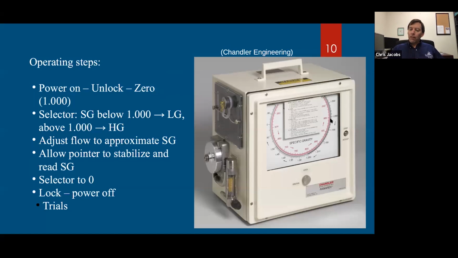Once it gets to this point, it will start fairly quickly to move in the direction it needs to go. Once it gets closer to the specific gravity, it will slow down again. And it may take a little bit of time to finally reach the stable point of the specific gravity. So you want to let the pointer stabilize. Don't write down the first value you see and say, I'm done. Let it stabilize, and then you can write down what the specific gravity is.